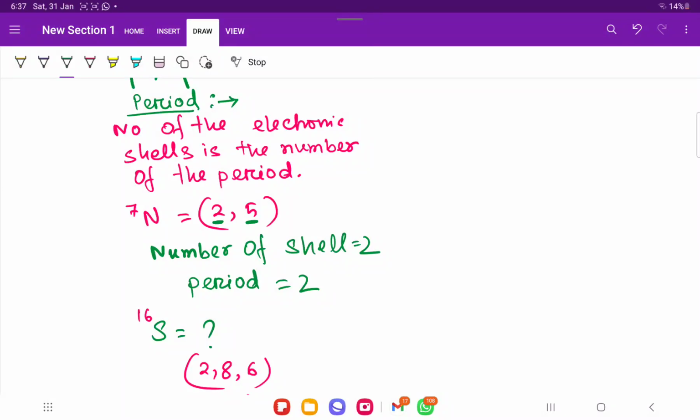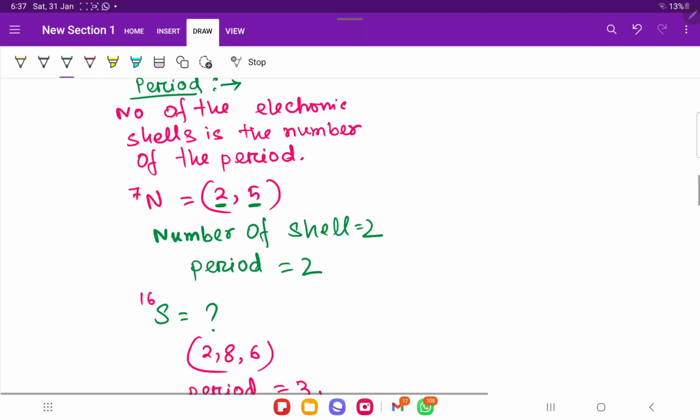So today we'll discuss the periodic table chapter from class 10 ICSE board. Here I am basically following Dr. Dalal's book. First is what is called a period. Period basically is the number of electronic shells, right?